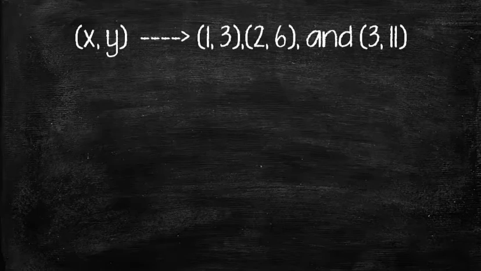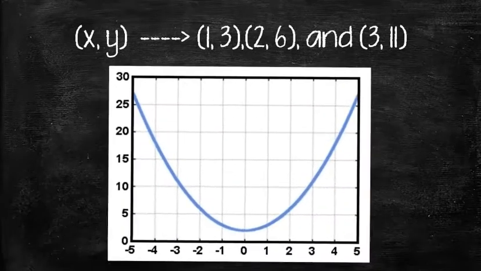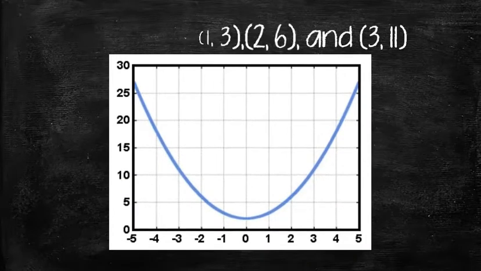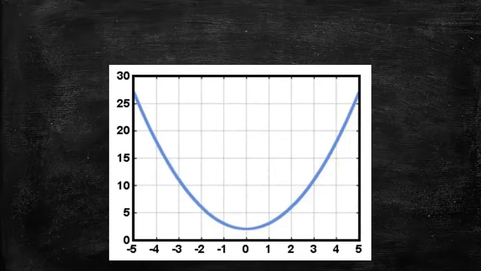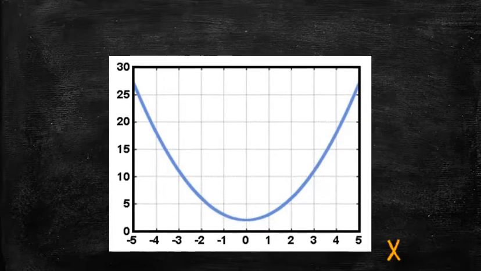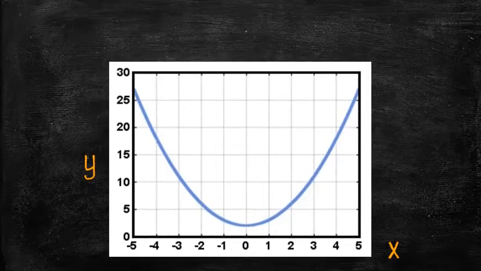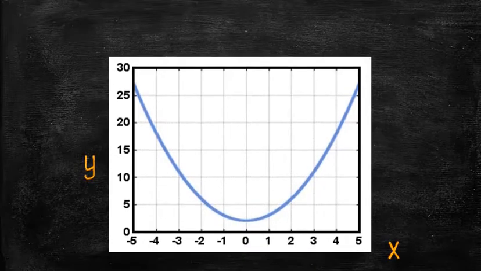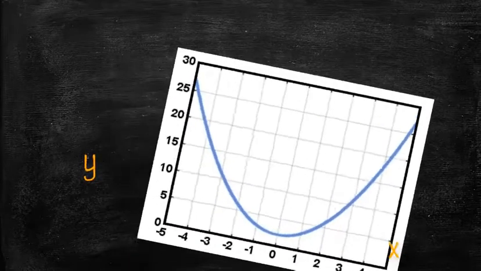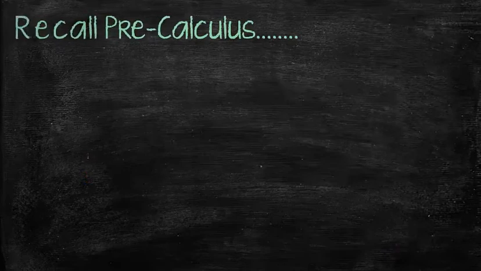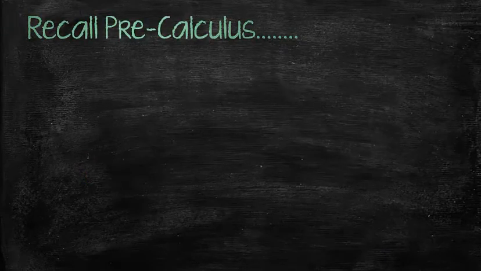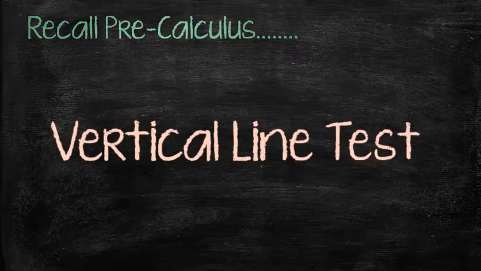Using this function, we can generate a set of ordered pairs (x, y), including (1, 3), (2, 6), and (3, 11). And we can represent this function through a graph. By looking at the graph, each element x is assigned to a single value of y. If a rule assigned more than one value of y to a single element x, that rule could not be considered a function. As you may recall from pre-calculus, we can test for this property using the vertical line test.